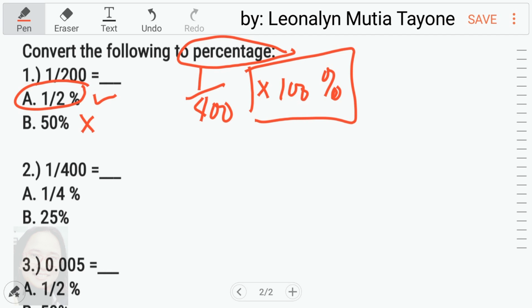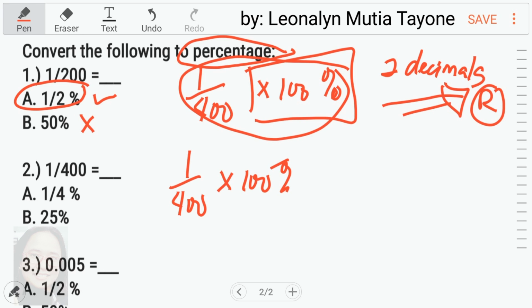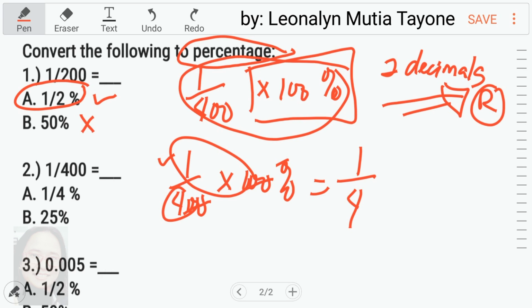sign. Or, mag-move ka lang ng 2 decimal places to the right. Dito muna tayo. 1 over 400 times 100%. Ito kay whole number man ito. So, automatic siya. Doon siya mag-multiply sa numerator natin na 1. Or, itong 2 0 na to, i-cancel out mo lang yan. So, ang natitira na lang ay 1/4. Therefore, kopyahin si percent sign.